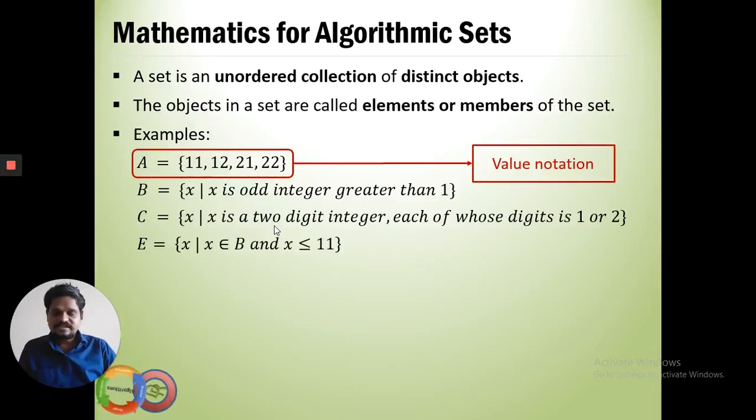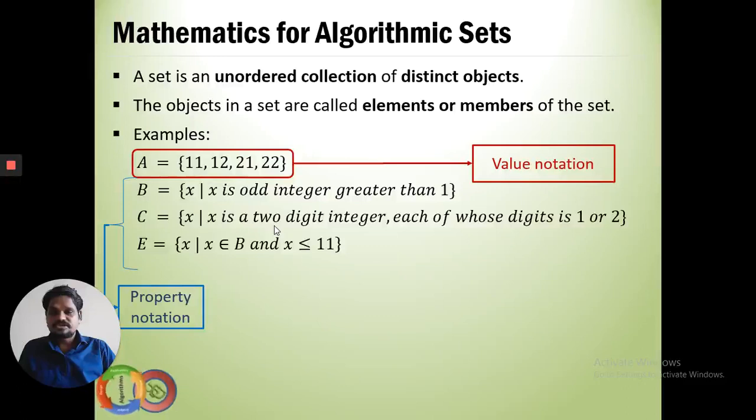So this kind of notation we call the value notation. These three are called the property notation. So it is very simple to understand. In a value notation, we are denoting the set by the values themselves. We are just showing all the possible elements. Whereas with the property notation, we are giving a definition or some kind of mathematical formula by which we can imagine the particular set. It must be noted here that an infinite set can obviously never be shown by the value notation. We have to follow the property notation. Like the set B, X is an odd integer greater than 1, so it is infinite in nature. Whereas E is not infinite in nature, but it is shown by the property notation.